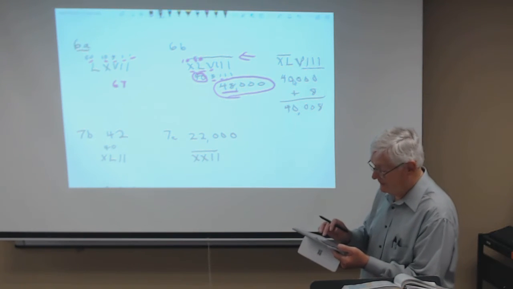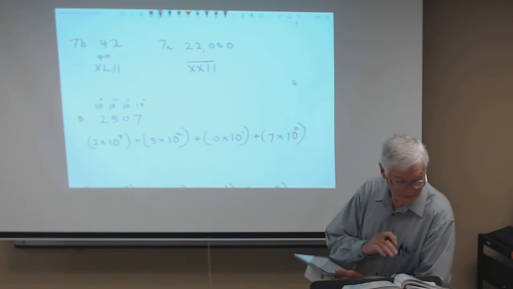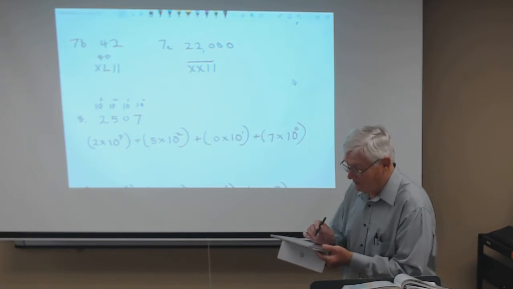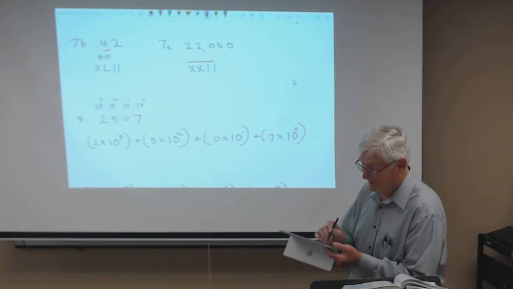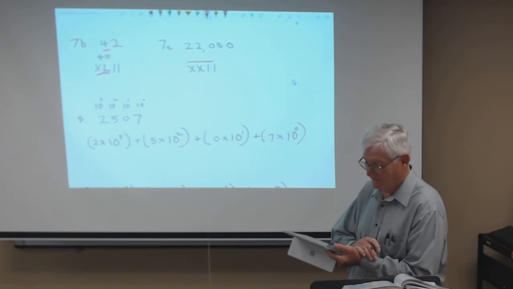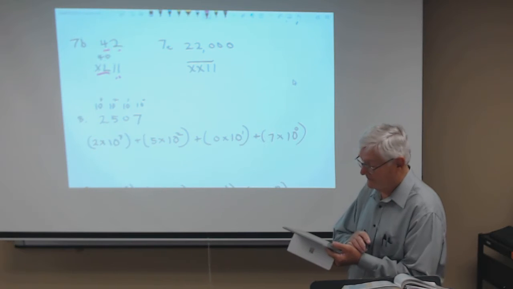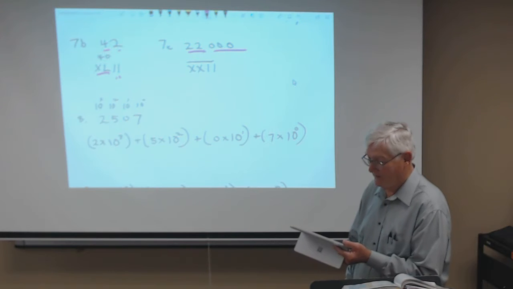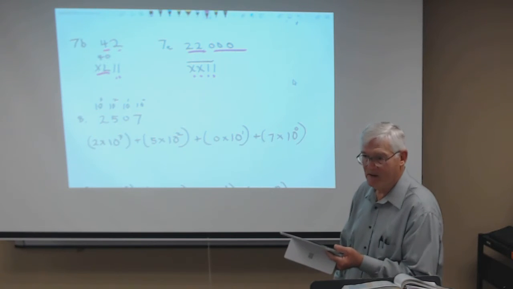We ready for 7? 7b. What did I do with 7a? Oh, I skipped it. 7b. Write 42 in Roman numerals. How do I say 40? X and L, right? And then what? 2. How do I say 22,000? Here's 10, 22, and then do what? Put a line over the top of it.